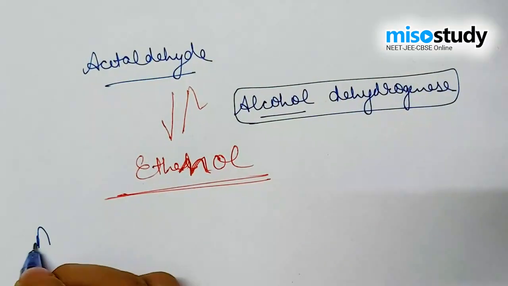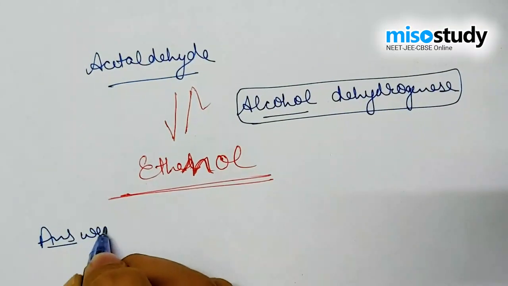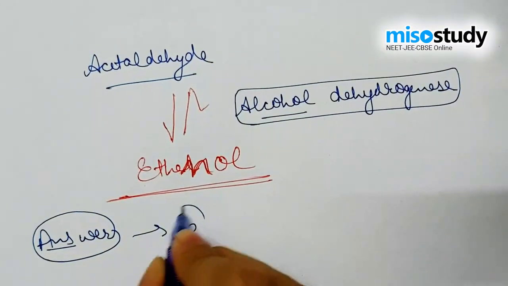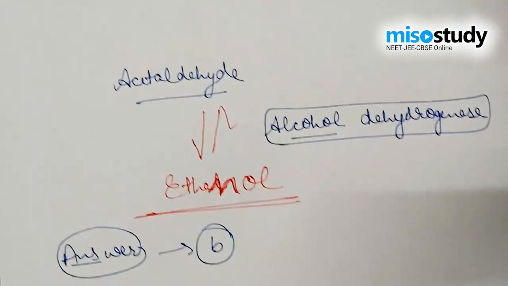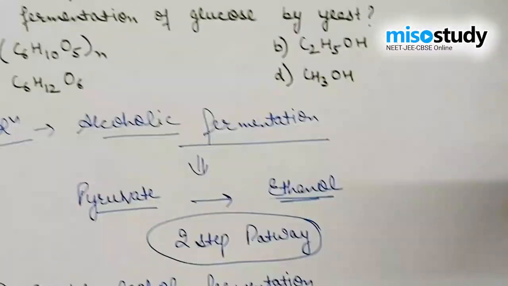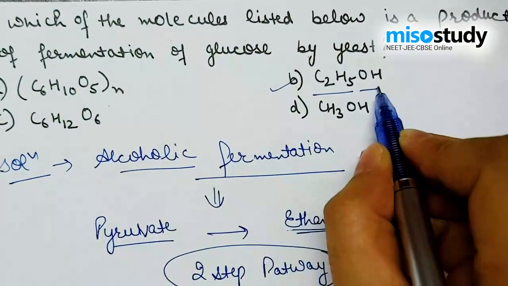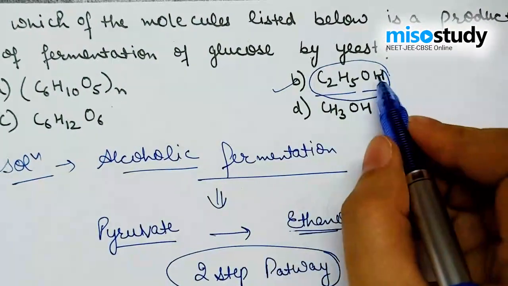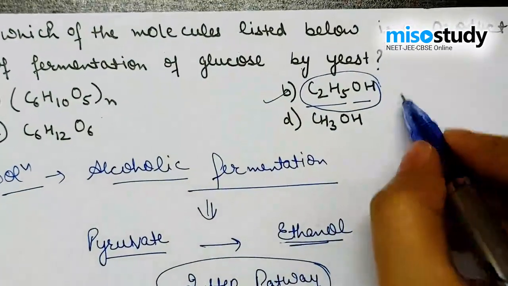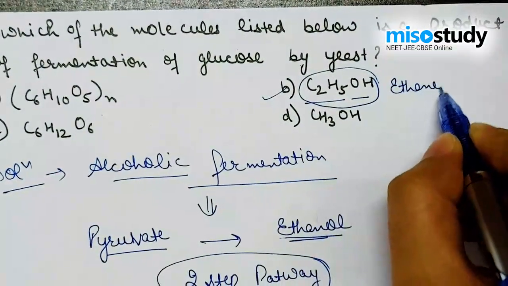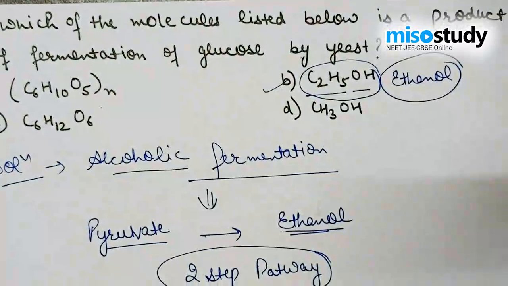So according to the question, the right answer is option B. Let's mark the right one in this case, that is option B, C2H5OH, that is ethanol, is the right one in this case.